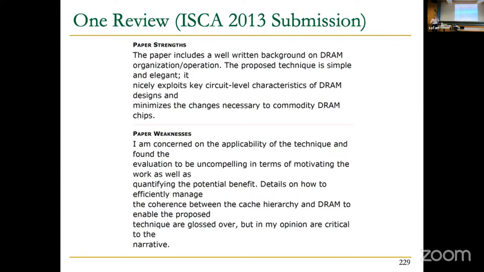So, and then there is usually a range here. Like, I want to accept it, but I'm not so sure, so I give a weak accept. Or I want to reject it, but I'm also not so sure. Maybe there is something here, I give a weak reject.